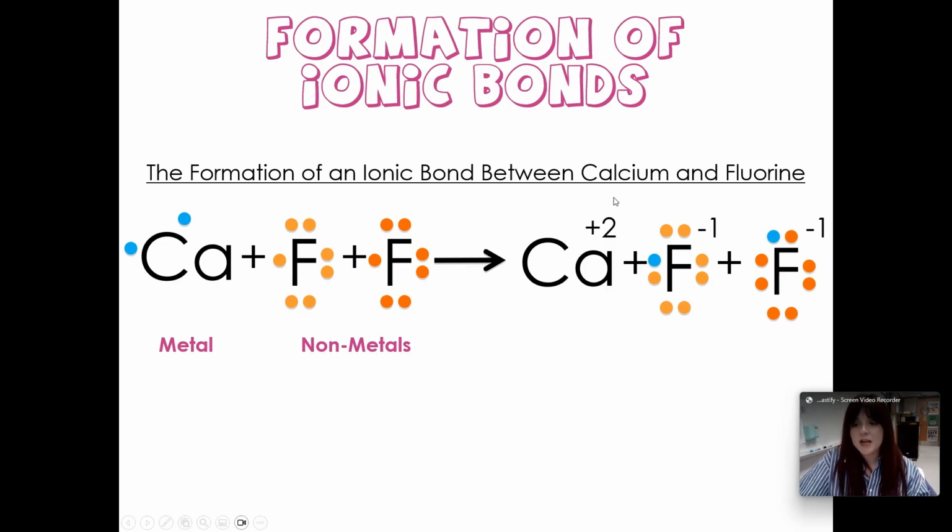Notice that the sum of all of these charges is 0. So I have a +2, a -1, and a -1. The sum of all of those is 0, which is what we want. And the final formula unit is CaF2. 1 calcium atom will trade electrons with 2 fluorine atoms to produce 1 formula unit of CaF2. The ratio is 1 calcium atom to 2 fluorine atoms, CaF2.